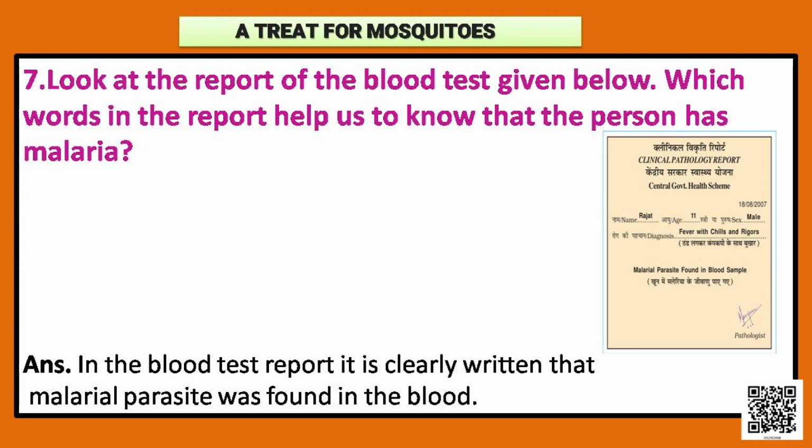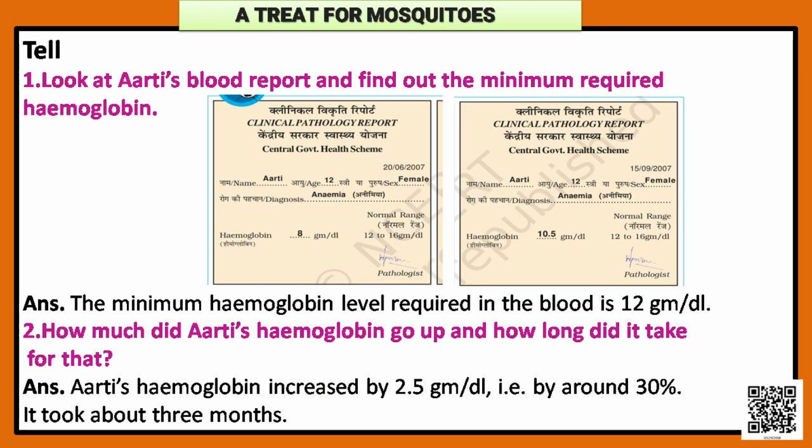So, here is the blood report given below, and which words in the report help us to know that the person has malaria? We have already discussed it, that in the blood test report it is clearly written that malarial parasite was found in the blood. So, it tells us that the person has malaria. Okay. We have the blood reports here, and we have to find out some interesting facts about this blood report.